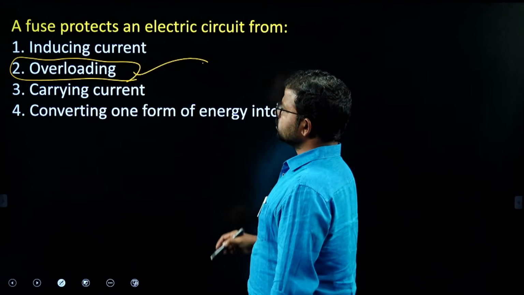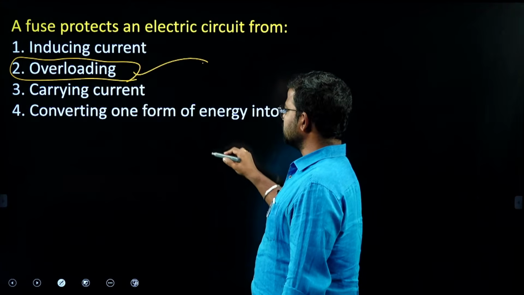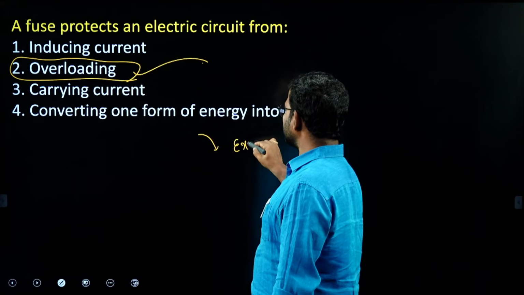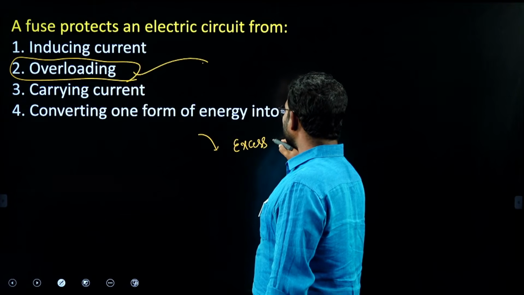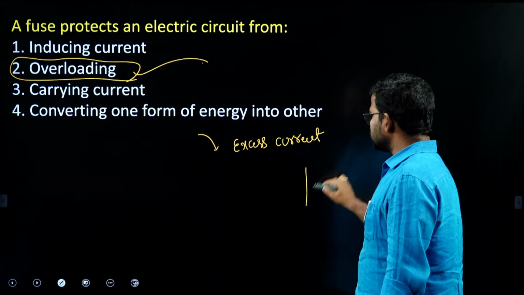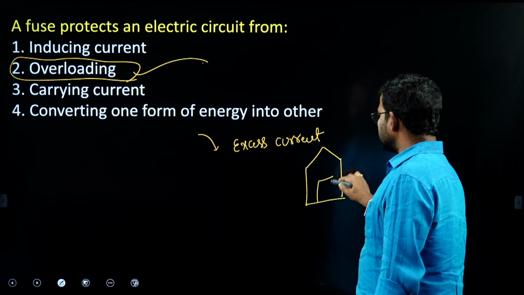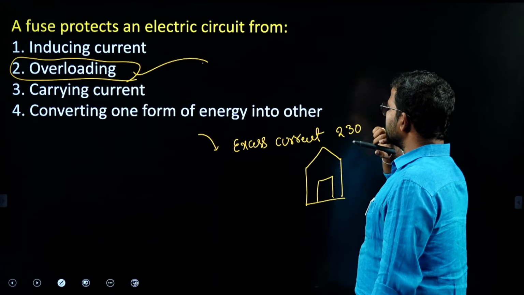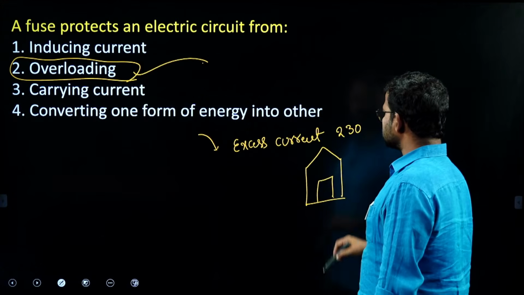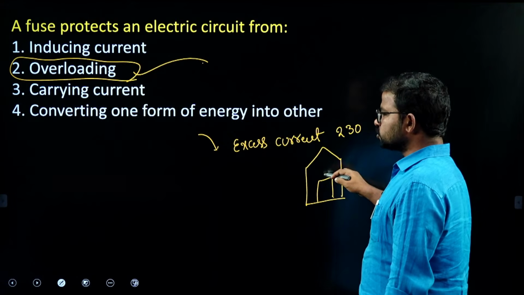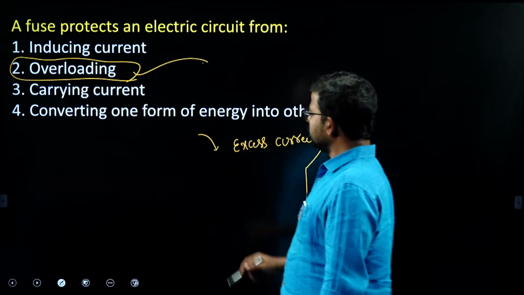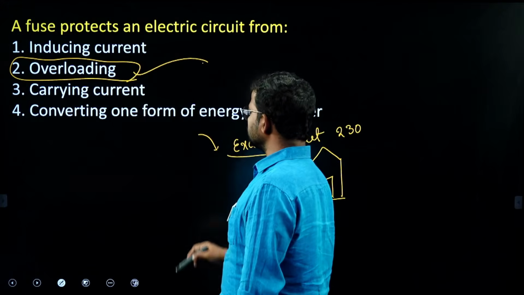So the major advantage of fuse wire is that if you are getting excess current, what will happen from the domestic point of view? Generally in India, for domestic use, we use 230 volts. If you get an excess amount of current, most electronic gadgets can collapse. To protect from excess current, guys, we mostly use fuse wire.